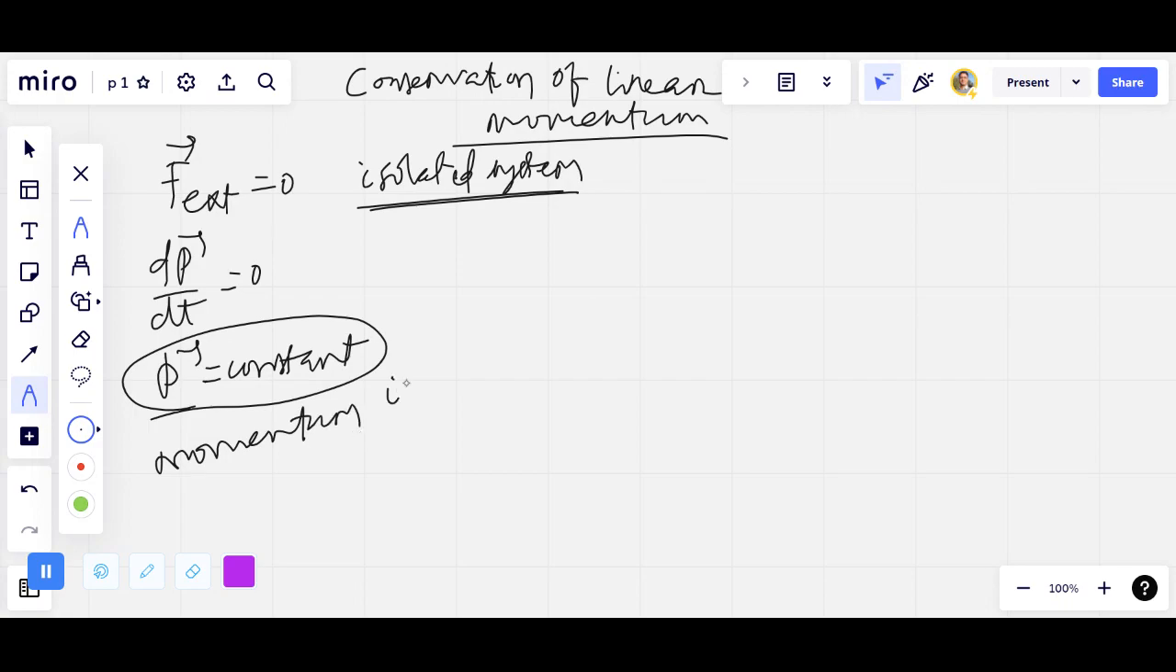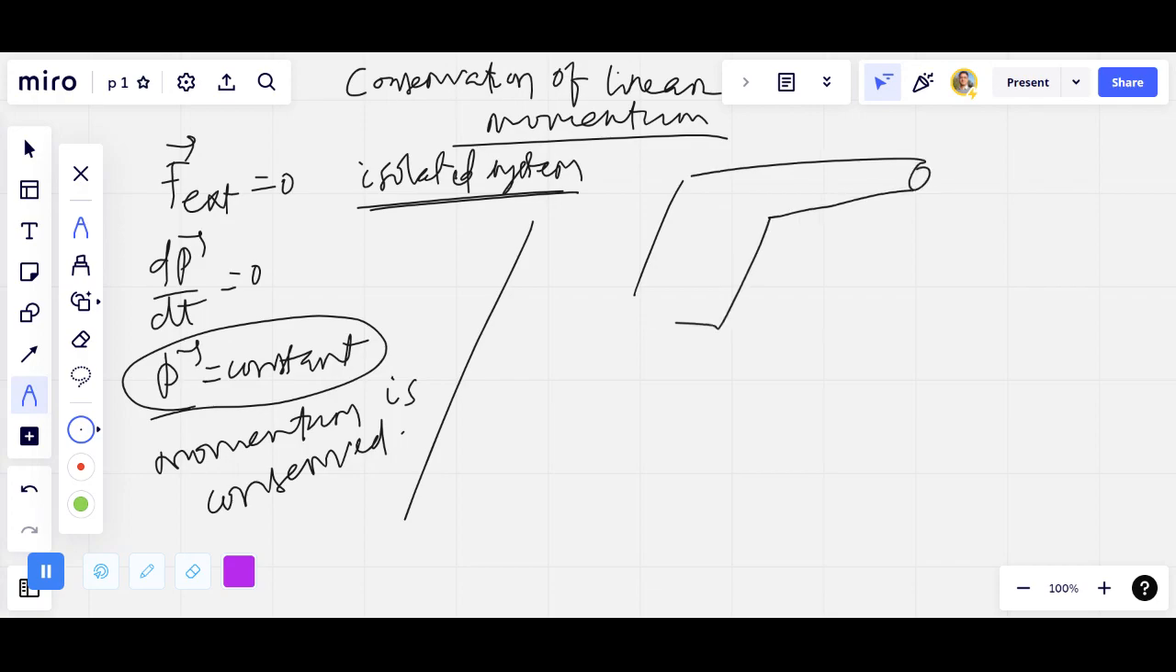Momentum is conserved. So now let us consider an example of conservation of linear momentum, that is the recoil of a gun. This is a very common example, and quite interesting also.